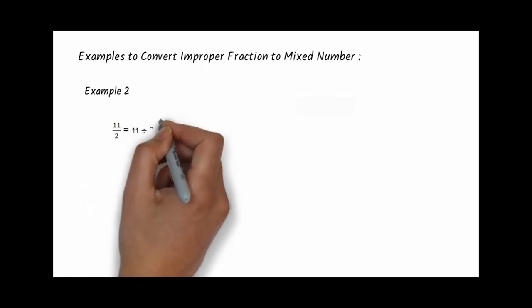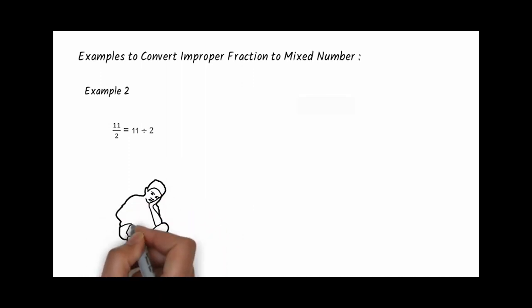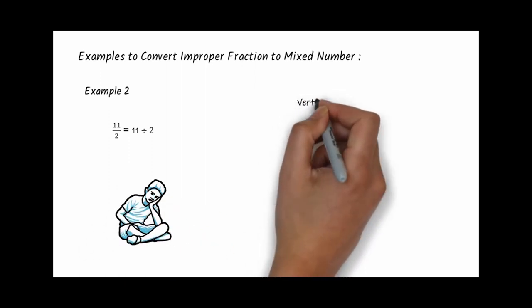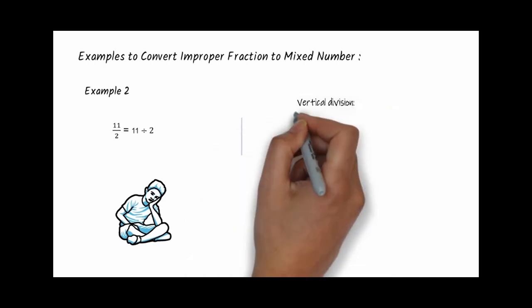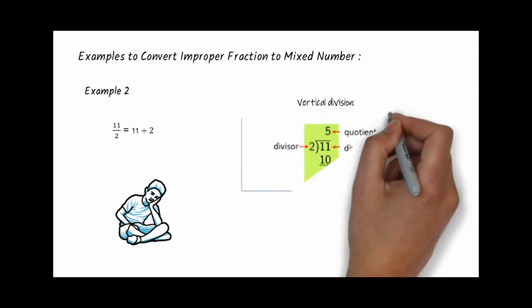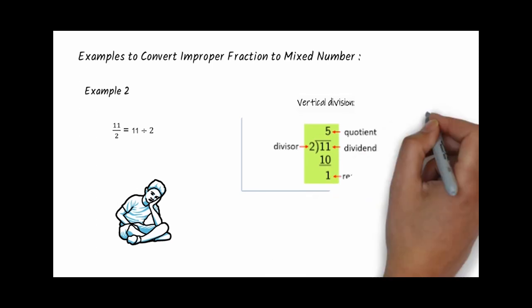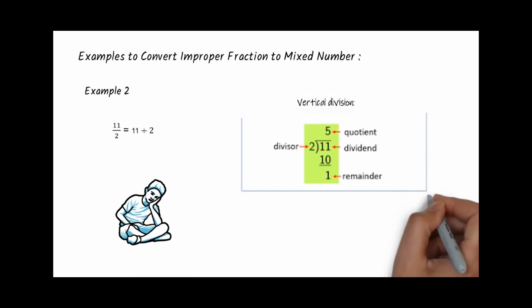Let's look at our second example to convert an improper fraction into a mixed number. So this time we have 11/2. Much smaller numbers compared to the previous example. So as we said, a fraction bar is the same as a division sign. So 11/2 is the same as 11 divided by 2. And we're again going to compute this division using a vertical long division. Now 11 divided by 2 has a quotient which is 5, and it also has a remainder which is 1.